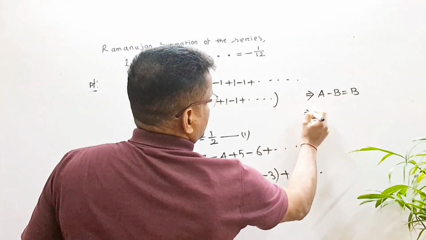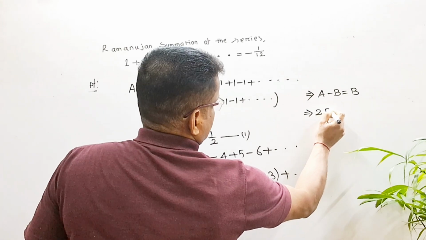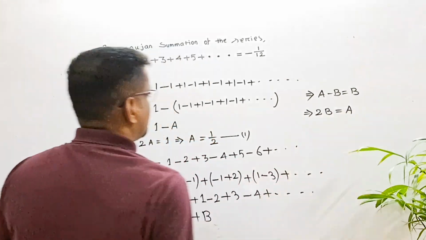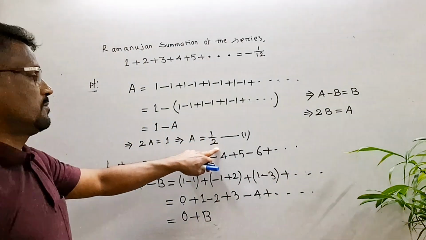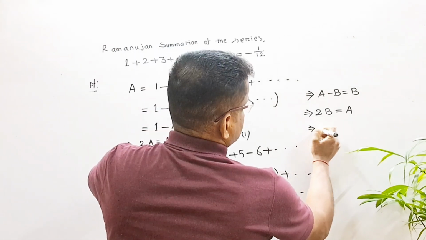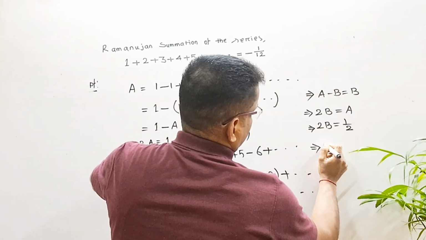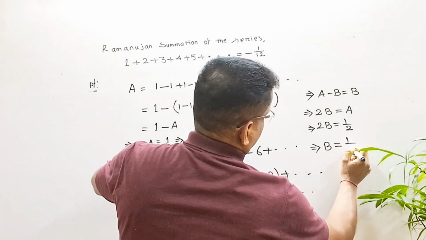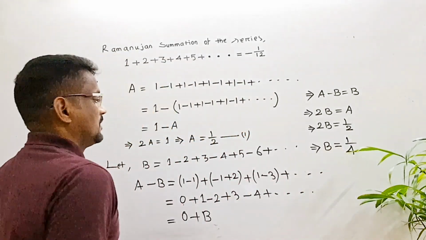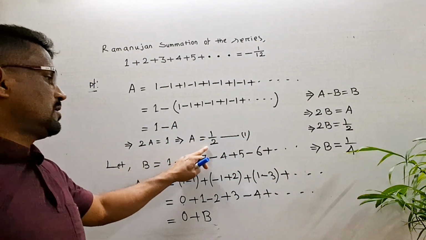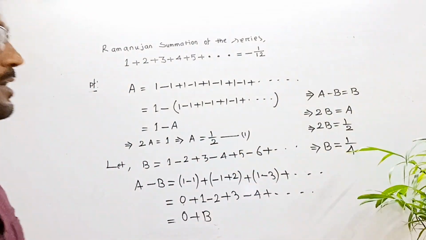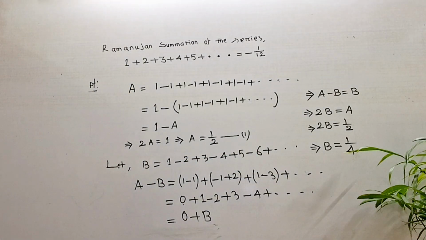Now see, that is twice B equals A, and the value of A is already 1 by 2. So twice B equals 1 by 2, which implies B equals 1 by 4. So see, A is 1 by 2 and B you obtained as 1 by 4.